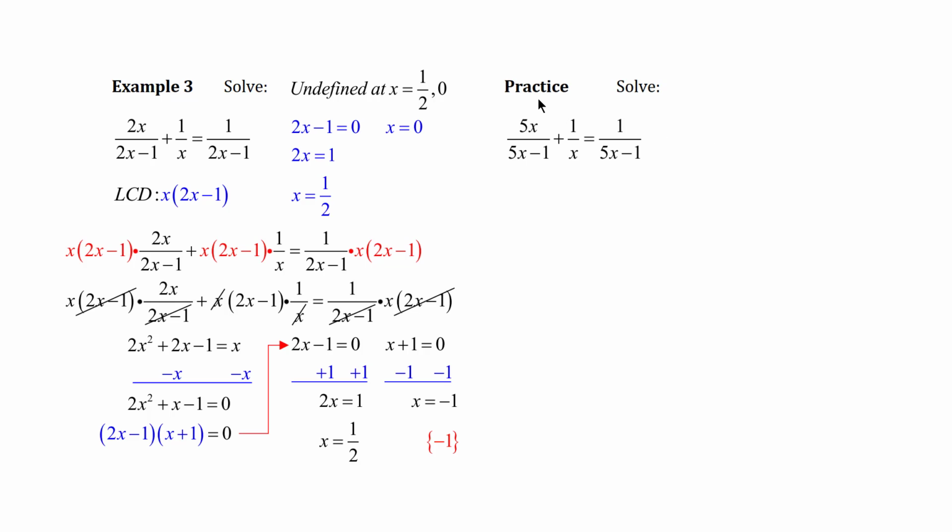Next, we have a practice problem. Solve. We have the rational equation 5x over 5x minus 1 plus 1 over x equals 1 over 5x minus 1. Alright, so go ahead and pause the video, take your time solving this problem, and then check back with the video to see the solutions.